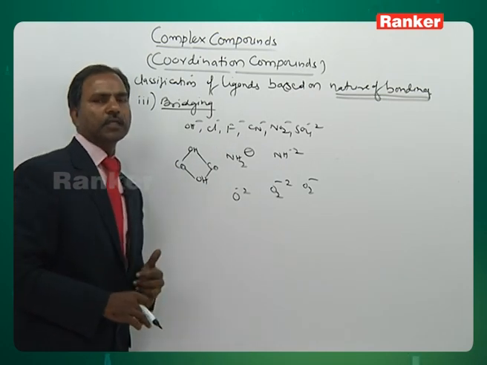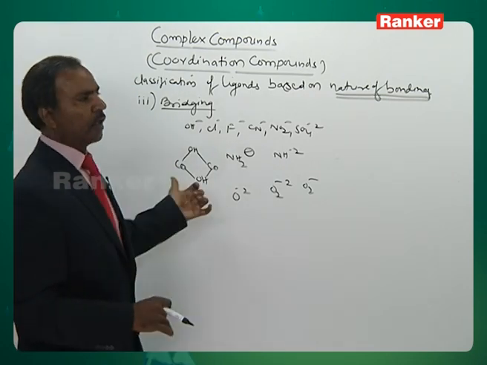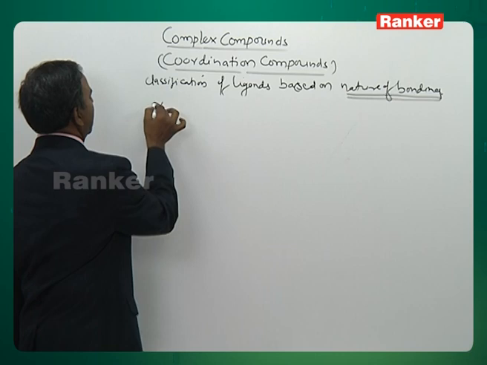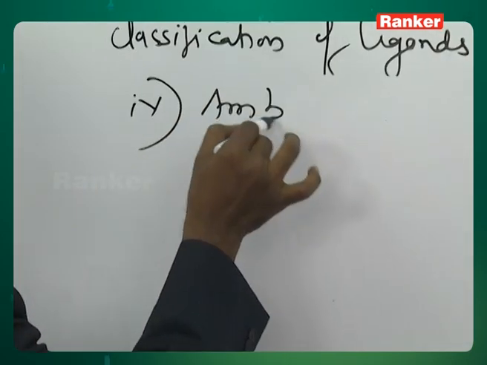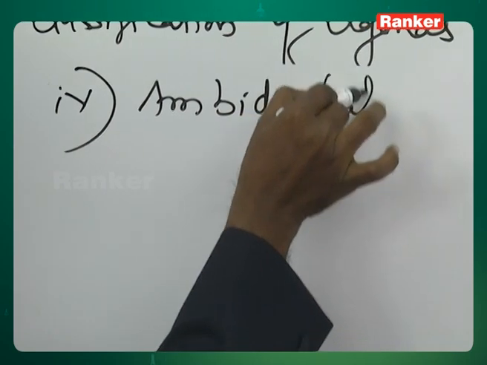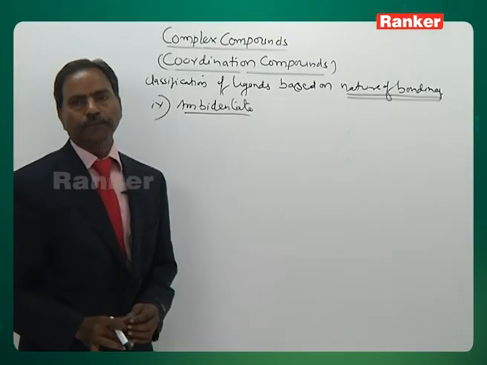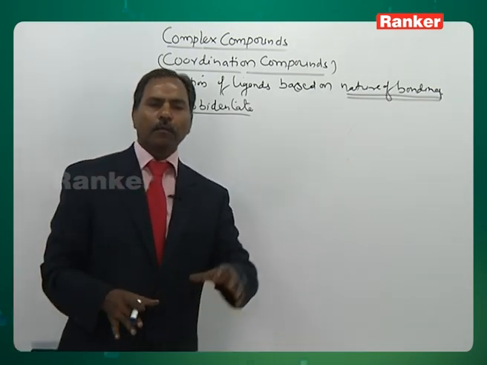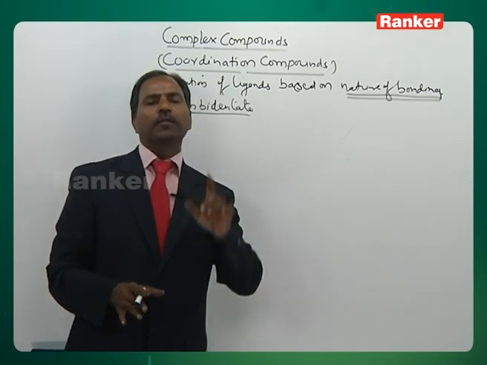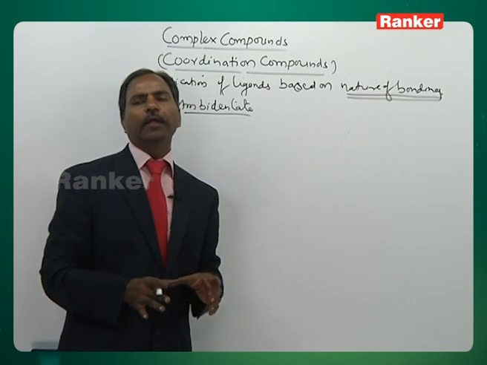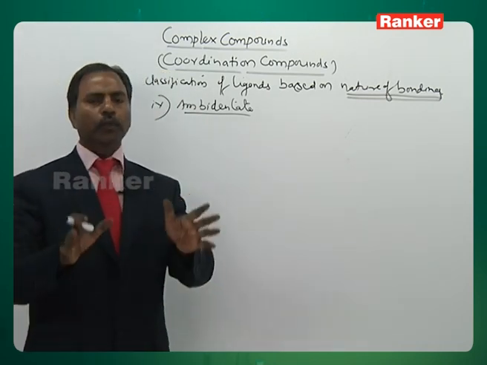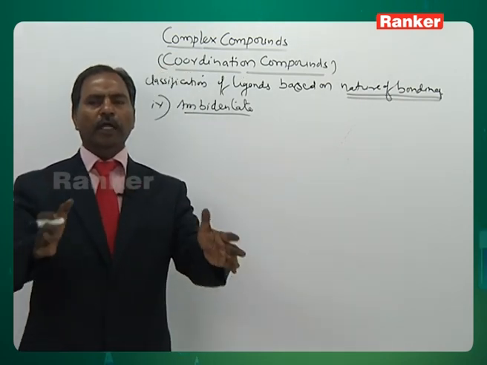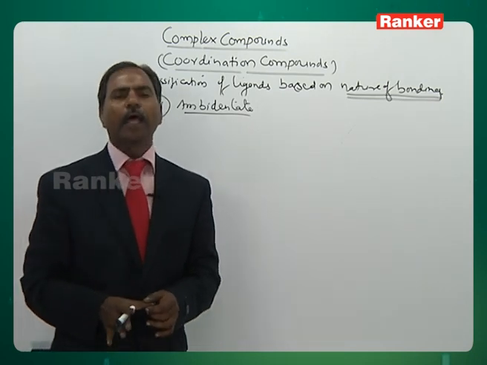Next, the fourth type of ligands we can take is ambidentate ligands. Let me show what are ambidentate ligands. See, these ligands actually carry two donor atoms or two lone pairs of electrons, but in the formation of the complex only one donor atom is involved. Such ligands we call ambidentate ligands, carrying two donor atoms, two lone pairs of electrons, but while in the formation of the complex only one donor atom is involved, not two donor atoms at a time. Such ligands are known as ambidentate.